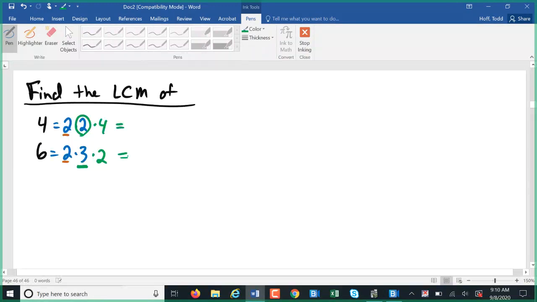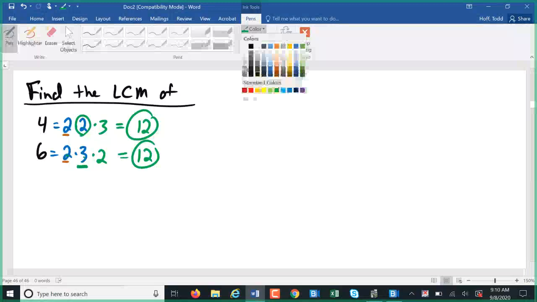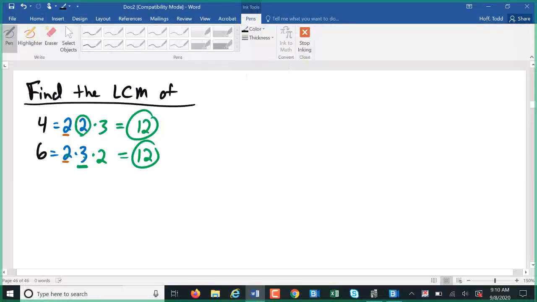Now the 4, oops, that should be a 3. Now the 4 has all the same factors that the 6 does. 2 times 2 is 4, times 3 is 12. 2 times 3 is 6, times 2 is 12. 12 is the least common multiple of those numbers. Now I realized we blew through that process pretty quickly today, but that's one of the processes that can be used for finding least common multiples.